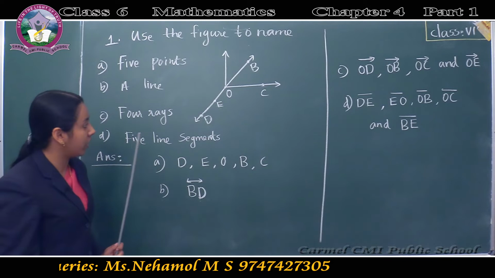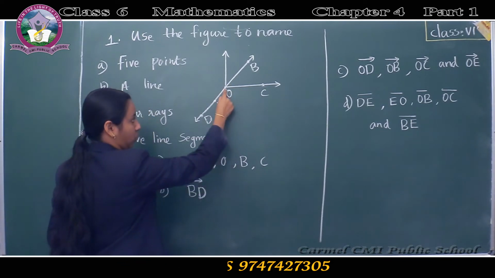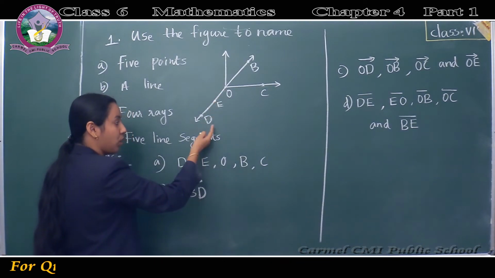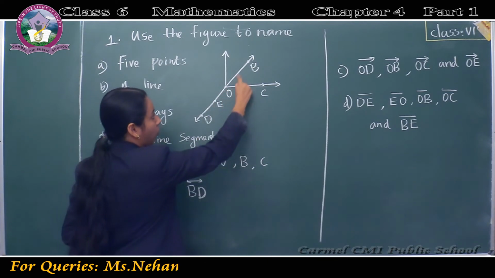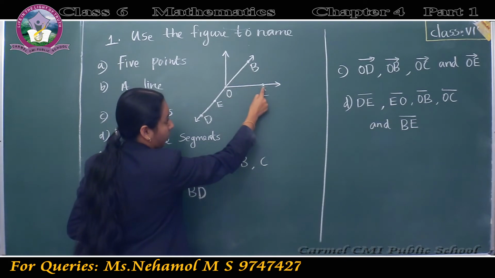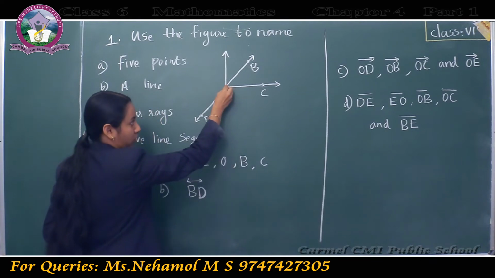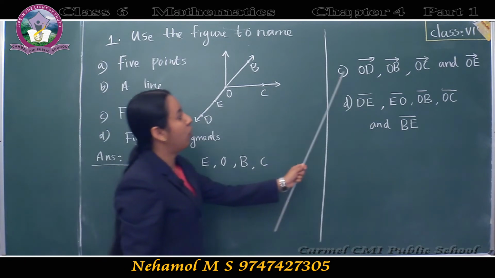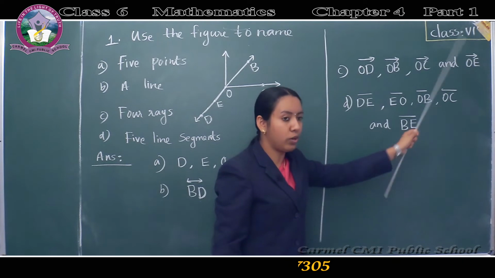Then, third question, 4 rays. Which are the 4 rays? OD is a ray. O is the starting point, and D is a point on the path of the ray. So OD is a ray, then OB is also a ray, then OC is also a ray, and OE is also a ray. So the rays are OD, OB, OC and OE.